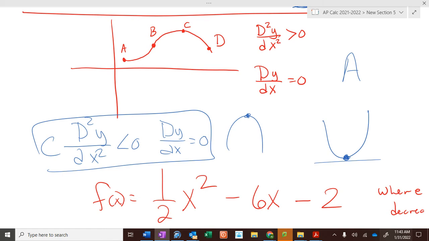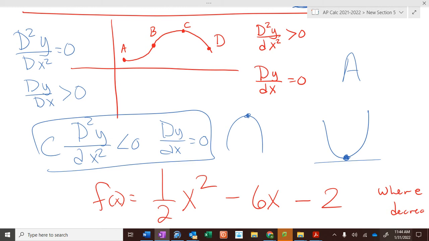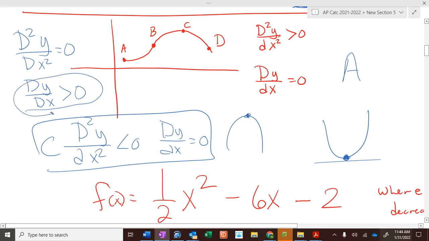How about this, people? What if... Don't shout it out. Wait, wait. Give everybody time. Enoch, what is it? It is B. Yes. And B would be this way, right? Because it's going up, zero. Because the slope is going up. Because it has a positive slope. And it's a point of inflection where it changes concavity.